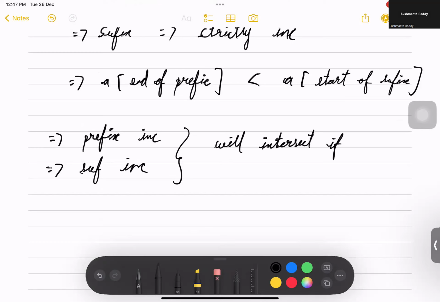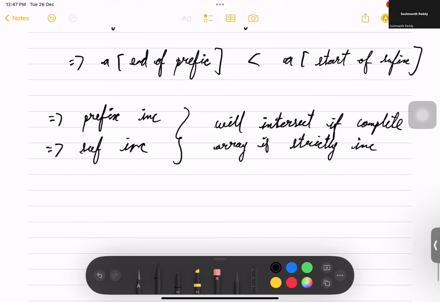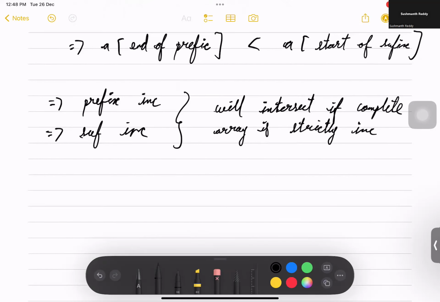If the complete array is strictly increasing. So intersection of prefix and suffix we can handle. Now, if the complete array is not strictly increasing, we can for sure guarantee that the longest prefix that is increasing will never intersect the longest suffix that is increasing, because there will be one such number which will violate for prefix and violate for suffix.